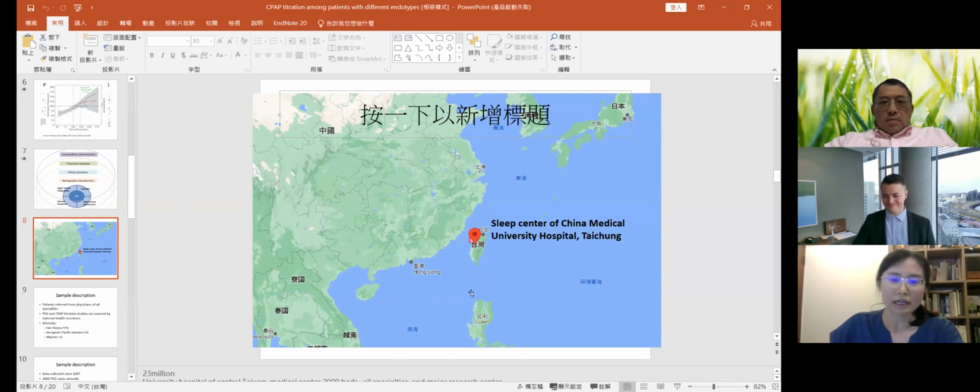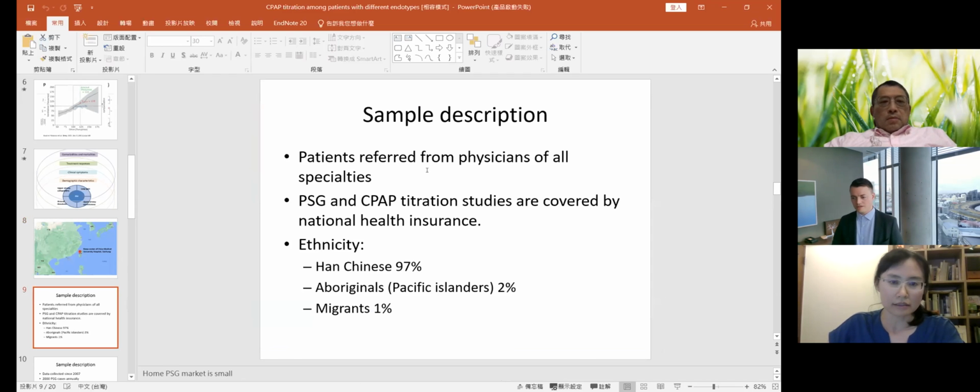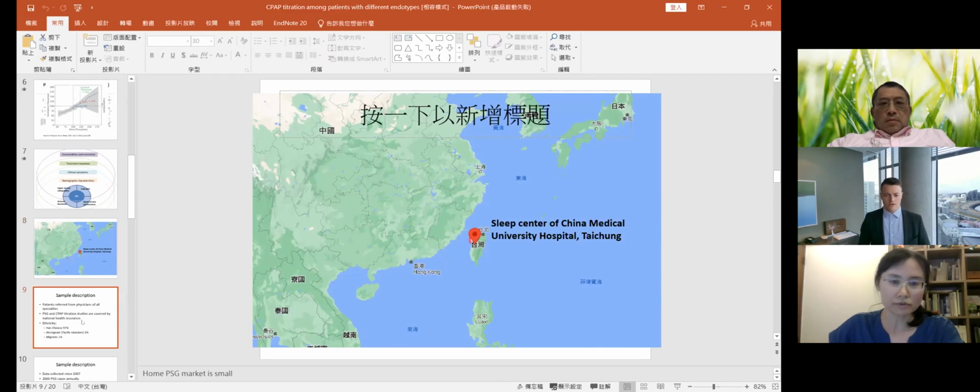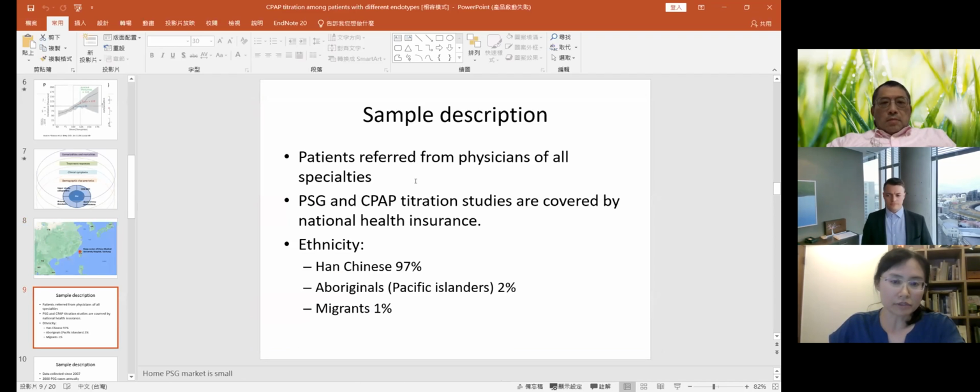Okay, thank you. This is where our sleep center is located, in East Asia, in central Taiwan. We are the China Medical University Hospital. In our sleep center, patients are referred from physicians of all specialties. And we do PSG and CPAP titration studies, and they are both covered by National Health Insurance.